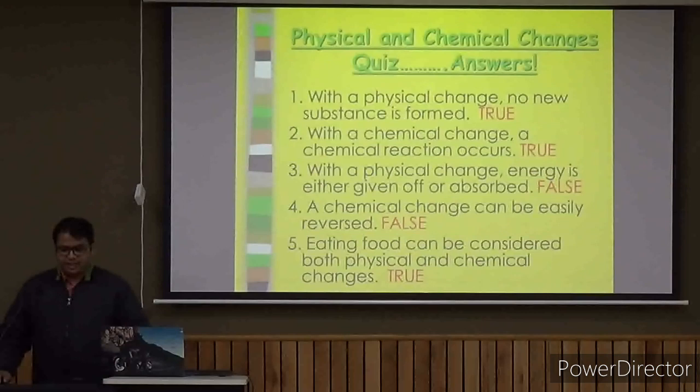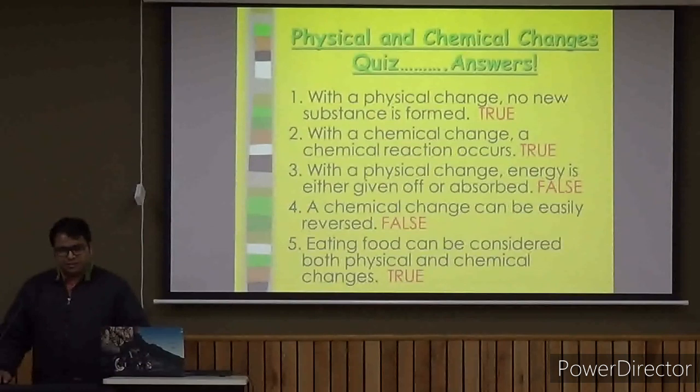Can a chemical change be easily reversed? No. If we burn wood to obtain ash, we cannot burn it again, we cannot reverse the process, we cannot obtain wood from ash. So the process is completely irreversible. Whereas if we melt ice to obtain water, then we can again freeze it to obtain ice. So it is a reversible change.